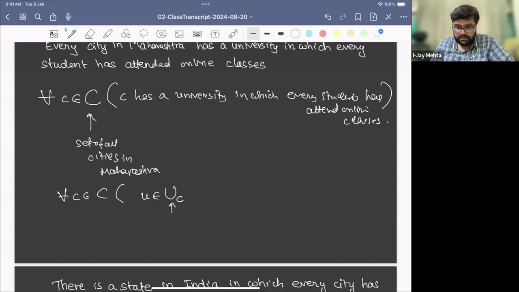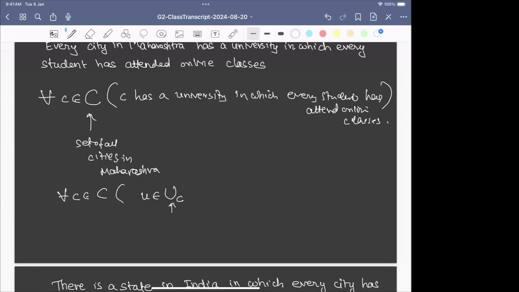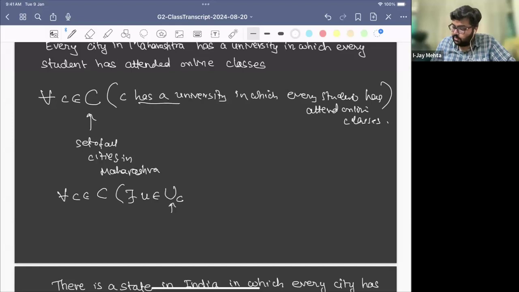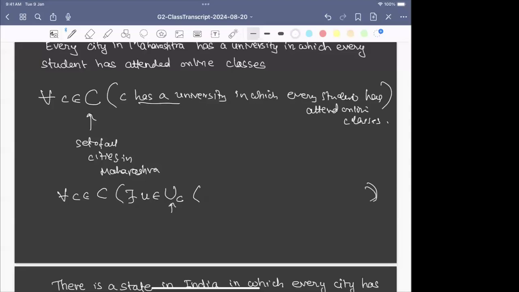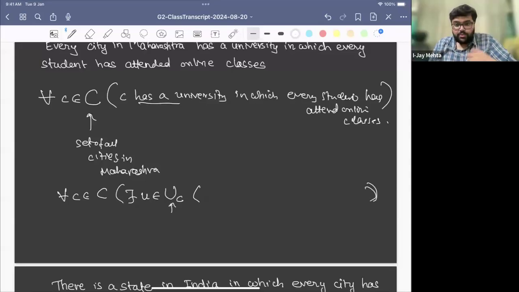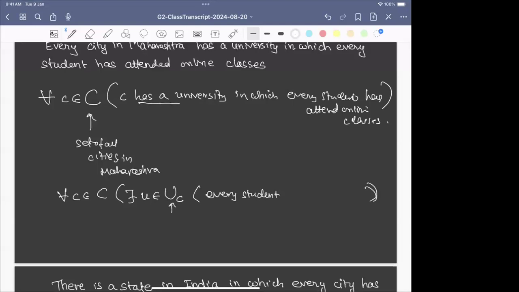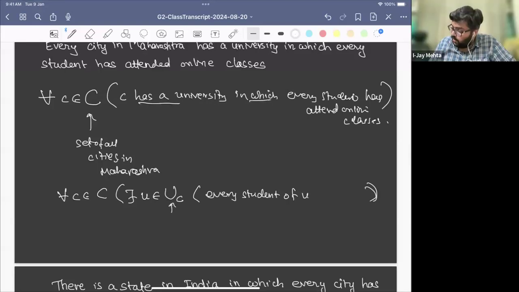Those who understand, click yes. And what is a quantifier? Yes, what is the quantifier here? There exists. Yes, so the city has a university, so there exists. Good. And now what is the property? That every student has attended online classes. Every student where? Is there any other set? Okay, let me write every student of where? Of the university. In which it is, right? So every student of u has attended online classes. Okay, good.